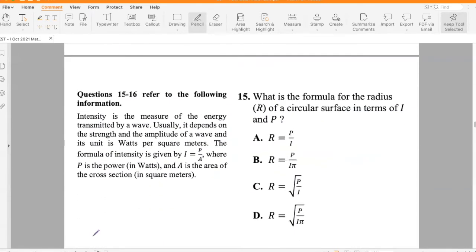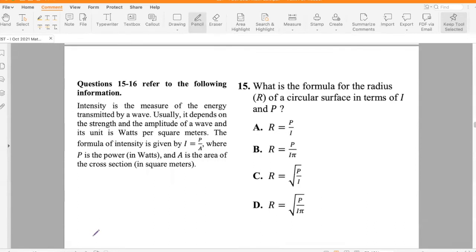Intensity is the measure of the energy transmitted by a wave. Usually it depends on the strength and the amplitude of a wave, and its unit is watts per square meters. The formula of intensity is given by I is equal to P by A, where P is the power in watts and A is the area of the cross section in square meters. What is the formula for the radius of a circular surface in terms of I and P?